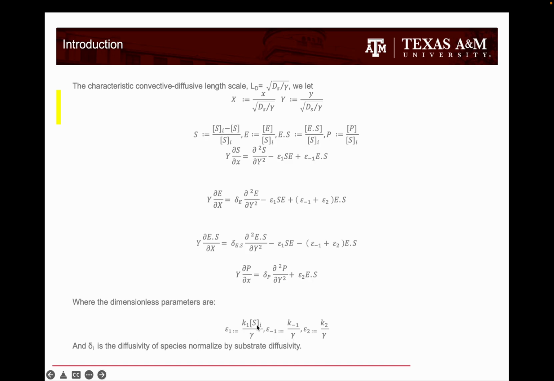see at the bottom of the screen: epsilon 1, epsilon of minus 1 and epsilon 2, where delta I is the diffusivity of the species that is normalized by the substrate diffusivity.